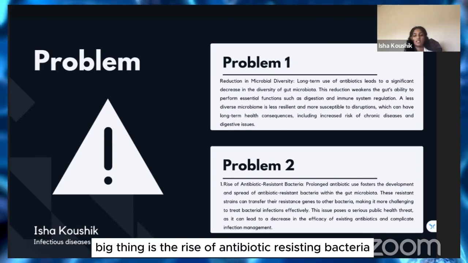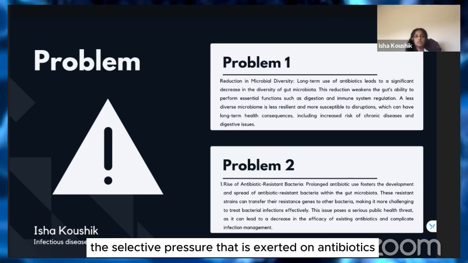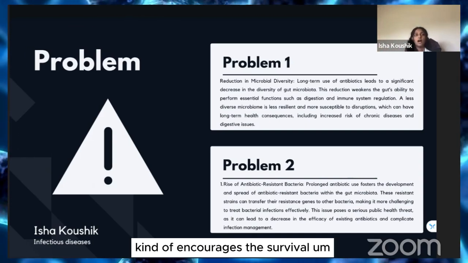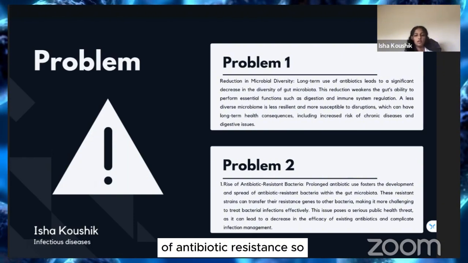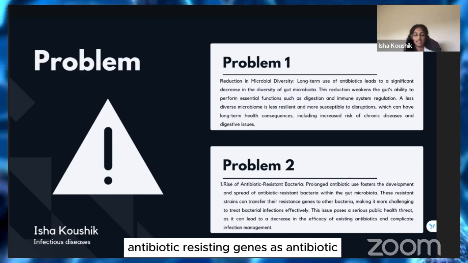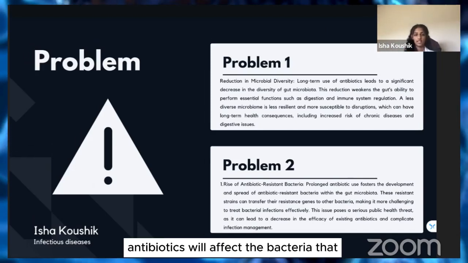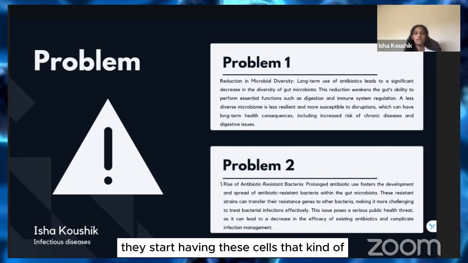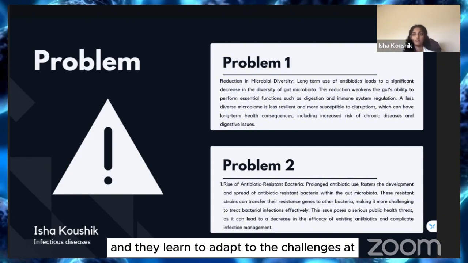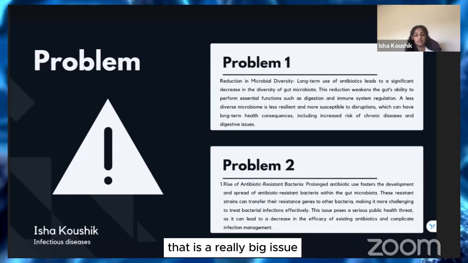Another big thing is the rise of antibiotic-resisting bacteria. This is a really, really big problem. The selective pressure that is exerted by antibiotics kind of encourages the survival of antibiotic resistance. So you'll hear me referring to this a lot throughout the presentation, which is ARG, antibiotic-resisting genes. As antibiotics go affect the bacteria or the infectious diseases, they start having these cells that kind of repeat over and over again, and they learn to adapt to the challenges that the antibiotic puts them through. And that's what we call ARG. So that is a really big issue.